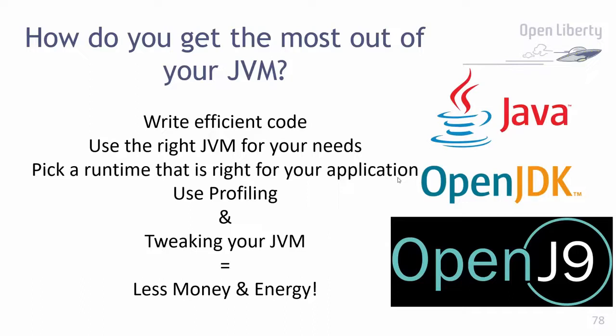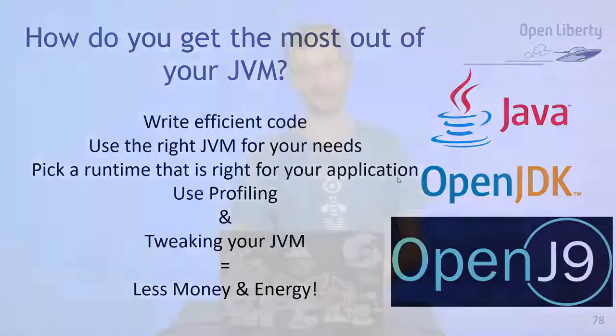Pick the right runtime for your application. Making all these tweaks and having a very cloud-native JVM is not going to mean anything if you've got a humongous runtime running on top of it. Use things like profiling, actually look and get intrigued at what's going on inside your JVM. And of course, tweak your JVM. Make changes to make it run more efficiently for your needs, because at the end of the day, less money is also equal to less energy. And hopefully, as engineers, it's our responsibility to try and save as much energy as we can on the cloud.